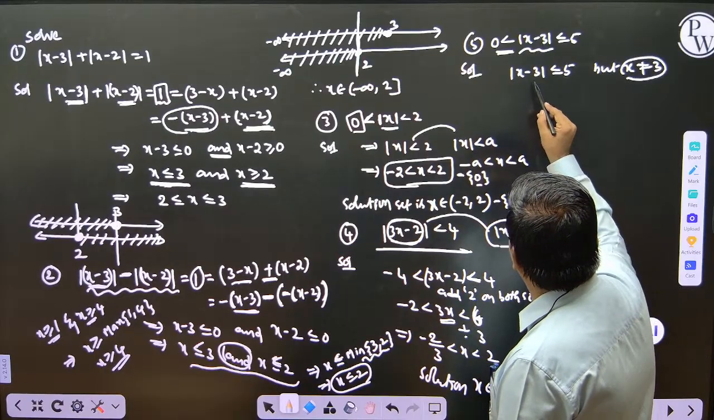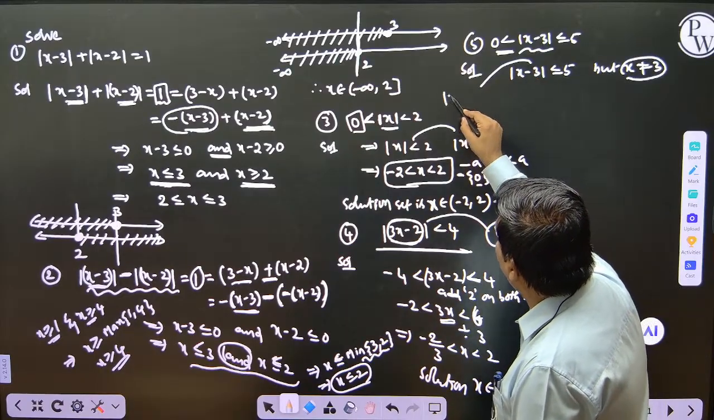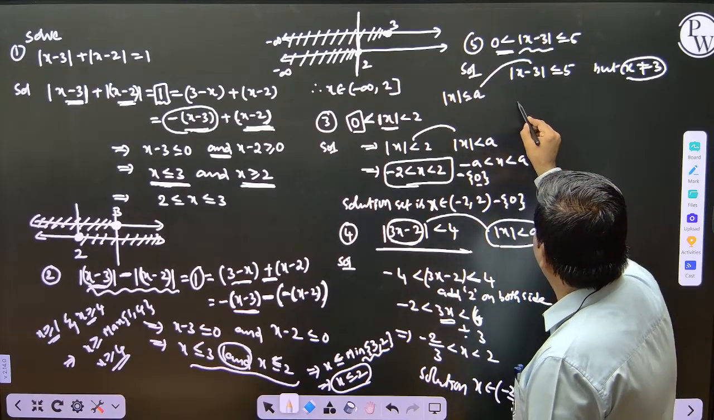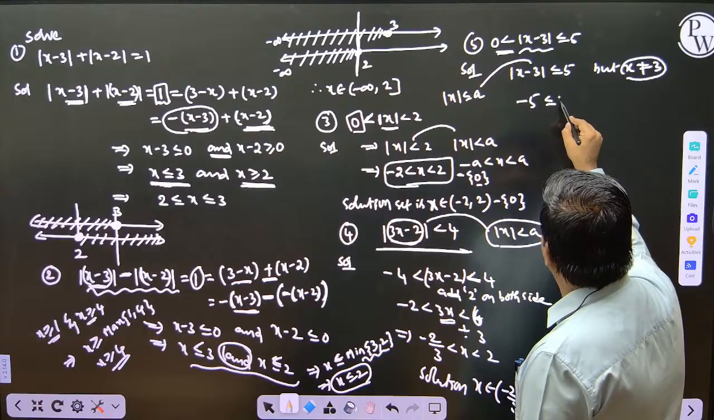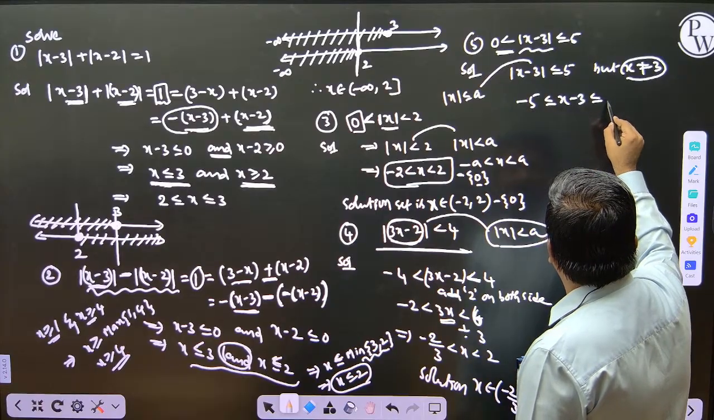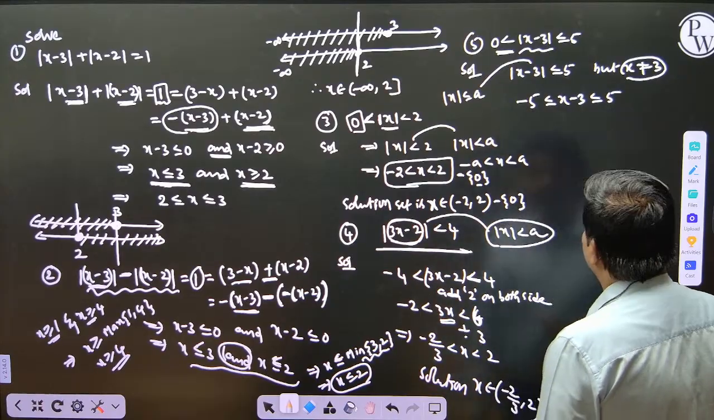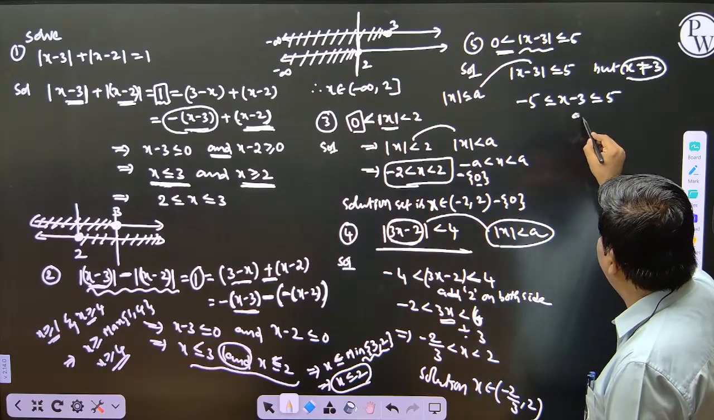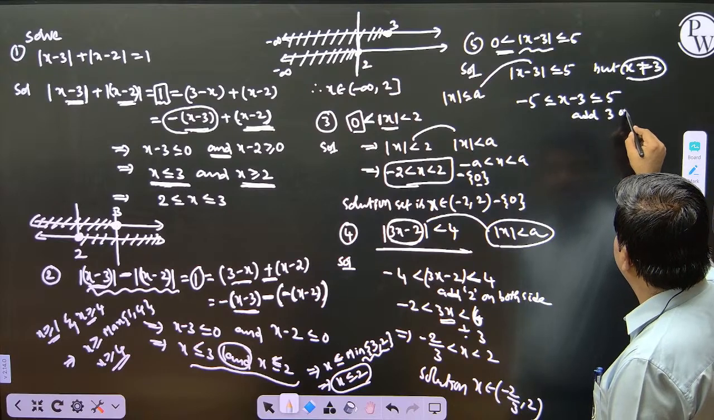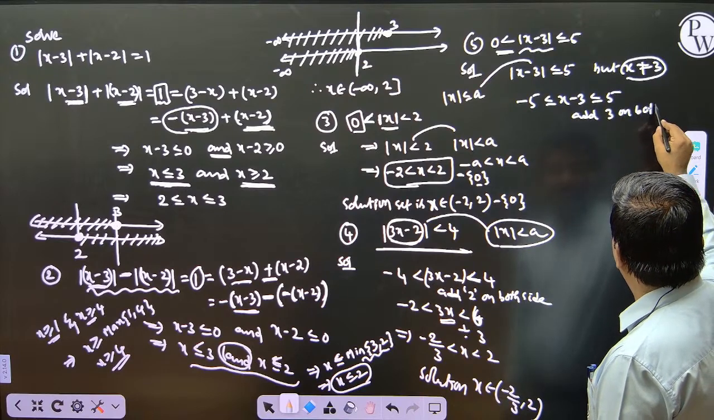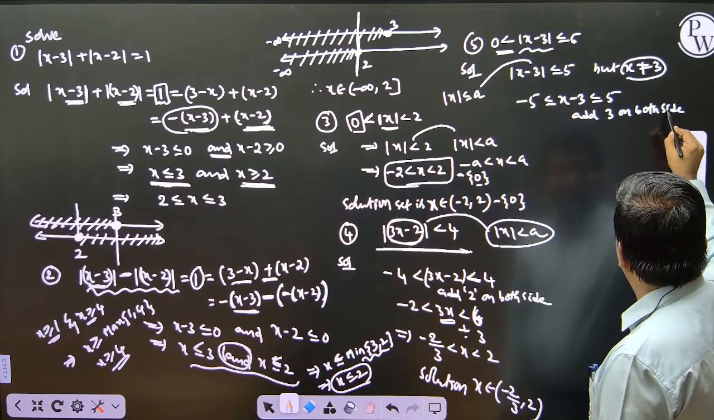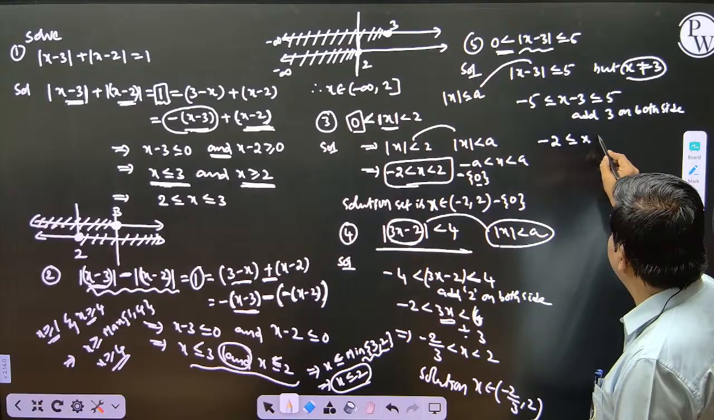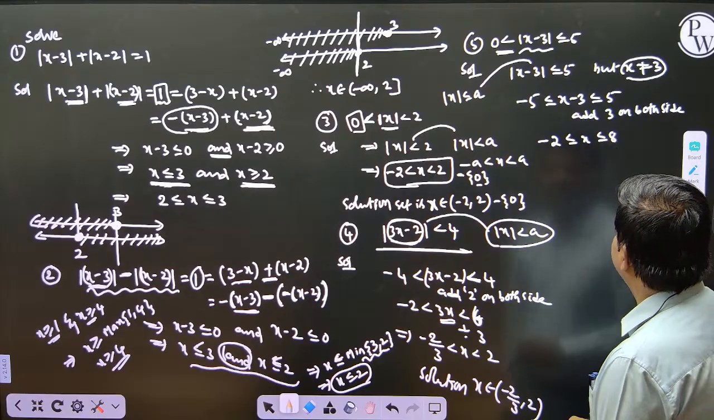Now again, it looks like which form? Modulus of x less than or equal to a form. So you write down minus 5 less than or equal to x minus 3 less than or equal to 5. Adding 3 on both sides, what happened? Minus 2 less than or equal to x less than or equal to 8.